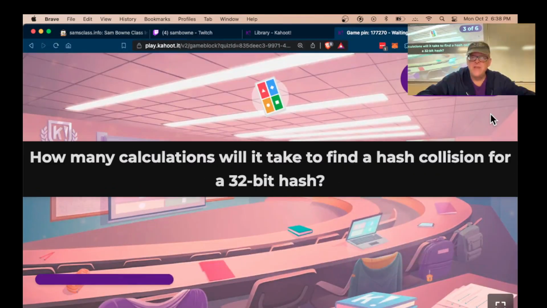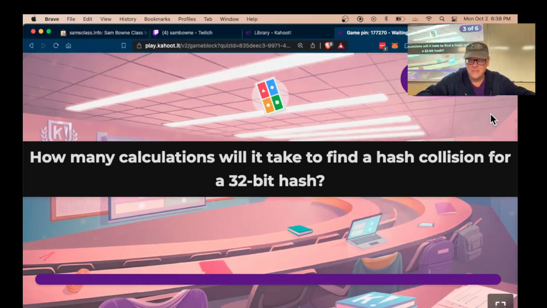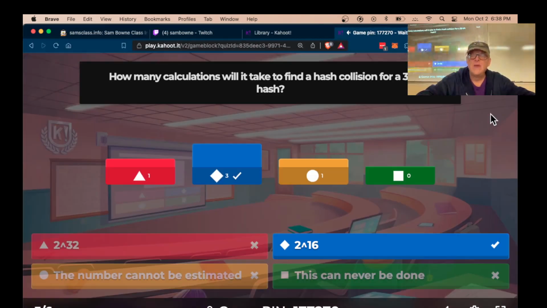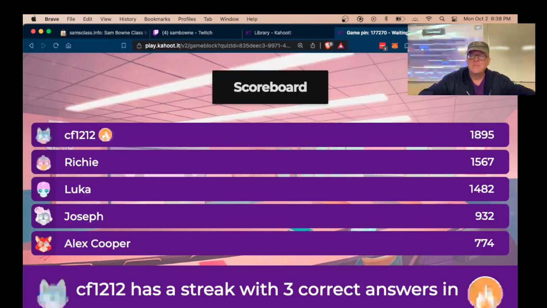How many calculations will it take to find a hash collision for a 32-bit hash? You got it, 2 to the 16, a much smaller number, because once you've calculated 2 to the 16 hashes, you have approximately 2 to the 32 pairs that might match.